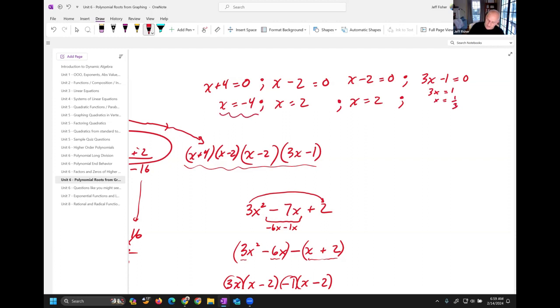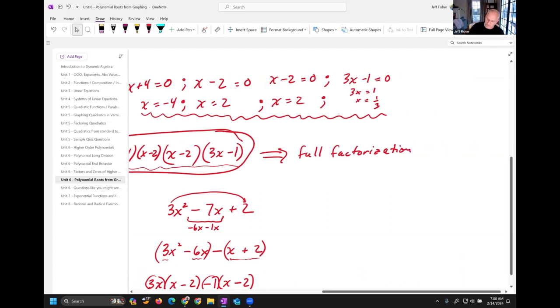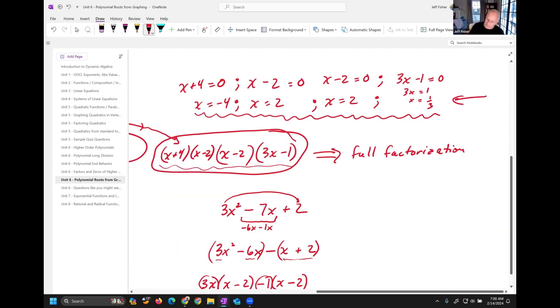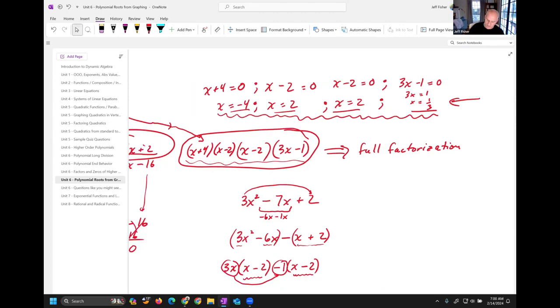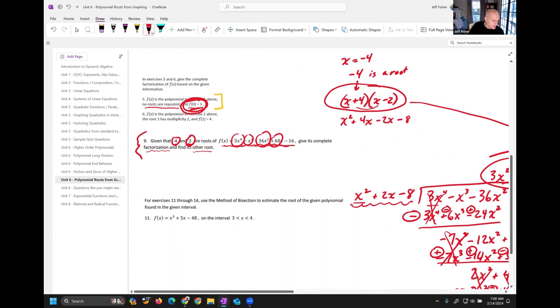So our final answer: it asks us to find a full factorization. This is the full factorization. And these are the missing roots. We had our -4 and our 2. We have the 2 twice. And then we have x equals 1/3 as our missing root. Okay, x equals 1/3 is the missing root. That's how you do an exercise like number 9 on the worksheet.